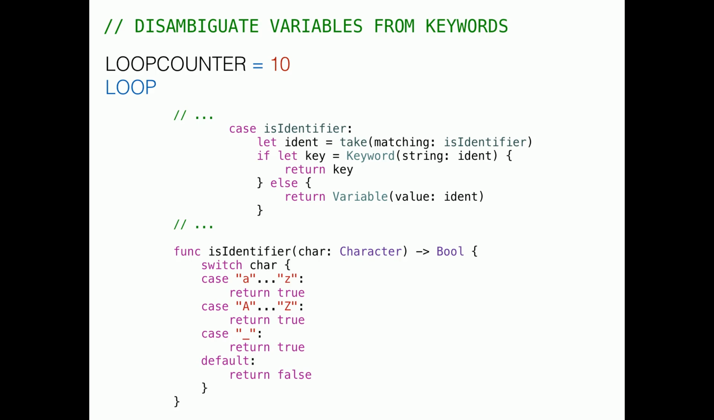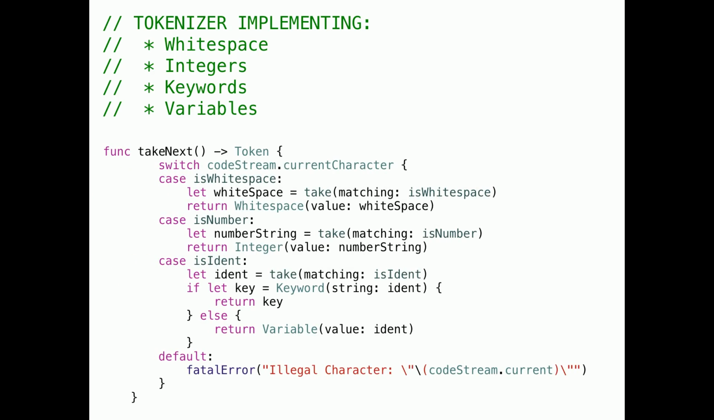So if this works, I have a keyword, and if it doesn't, then I must have a variable. So it just, again, cleans up our implementation and reduces a lot of duplication, where we would have to put logic in multiple places, which is nice. So we now have a tokenizer that can tokenize white space, integers, keywords, and variables. We've gotten pretty far here.